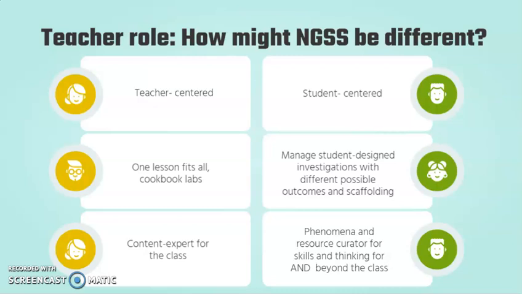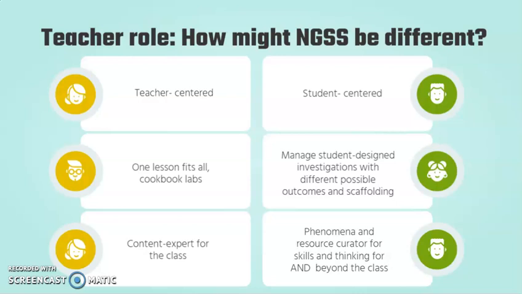So on the left side, you can see some characteristics of not just traditional science classrooms, but many different types of traditional classrooms. You can see that those tend to be more teacher-centered, that there tends to be one lesson that fits everybody. If it's a science class, it may involve what we call cookbook labs, where they rigidly follow the scientific method with everything pre-decided. And especially in secondary, we may find that the teacher is a content expert for the class, that the teacher knows everything about science, and they lecture and they share all that they know with the class.